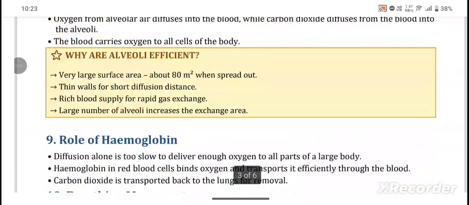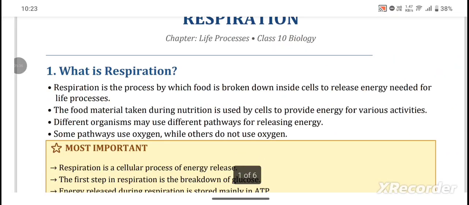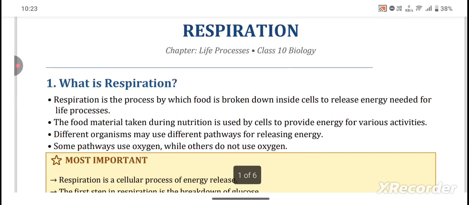So this is a lecture about respiration. This is a brief and simple lecture. I hope you understand this lecture. Thank you.